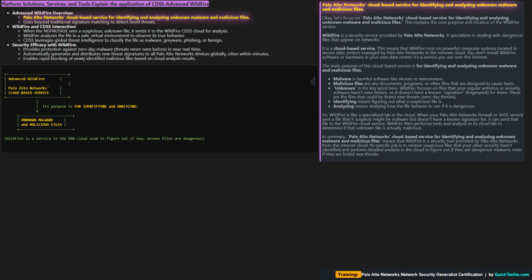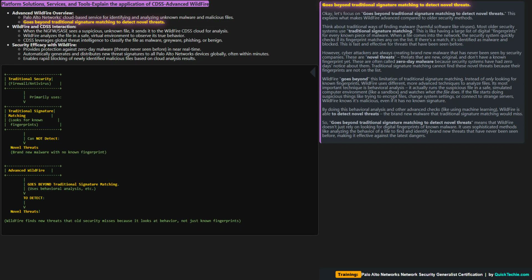In summary, Palo Alto Networks' cloud-based service for identifying and analyzing unknown malware and malicious files means that WildFire is a security tool provided by Palo Alto Networks from the Internet cloud. Its specific job is to receive suspicious files that your other security hasn't identified and perform detailed analysis in the cloud to figure out if they are dangerous malware, even if they are brand new threats. Goes beyond traditional signature matching to detect novel threats.